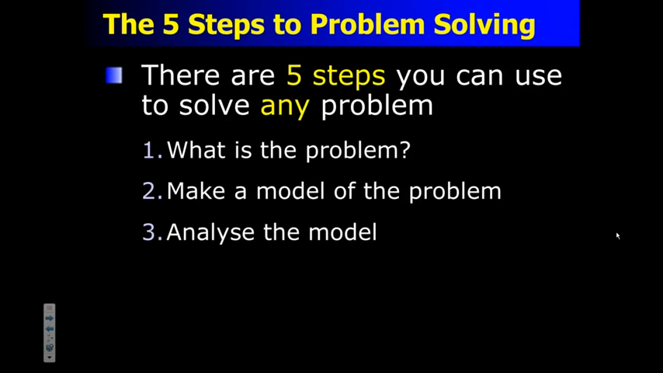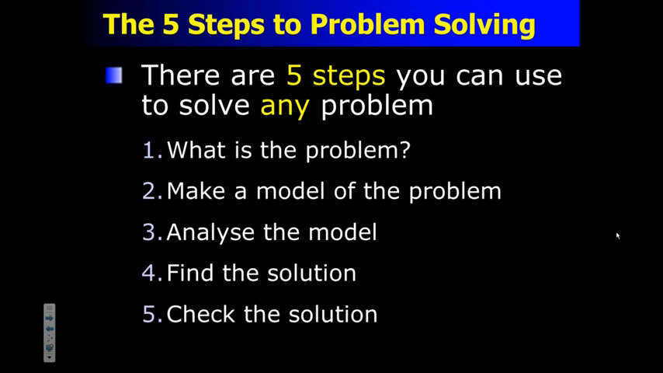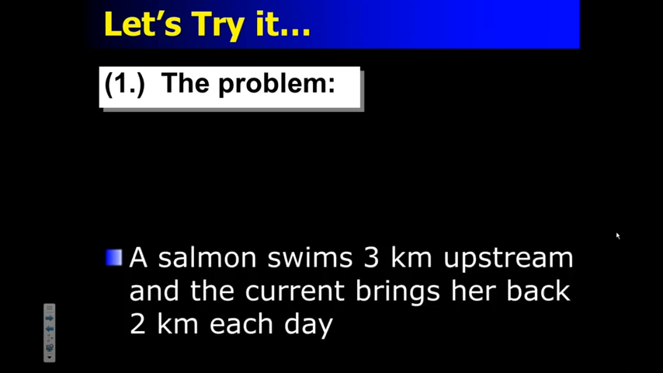Step 3 would be actually using that model. Once I've decided how I'm going to solve the problem, then I dive in and actually use the technique. Step 4 would be get the solution. So now I've got my solution. And then step 5 would be to check it. Very simple. Some would describe this as a form of the scientific method, but it's basically just step-by-step problem solving. Let's give it a try. Here's a problem.